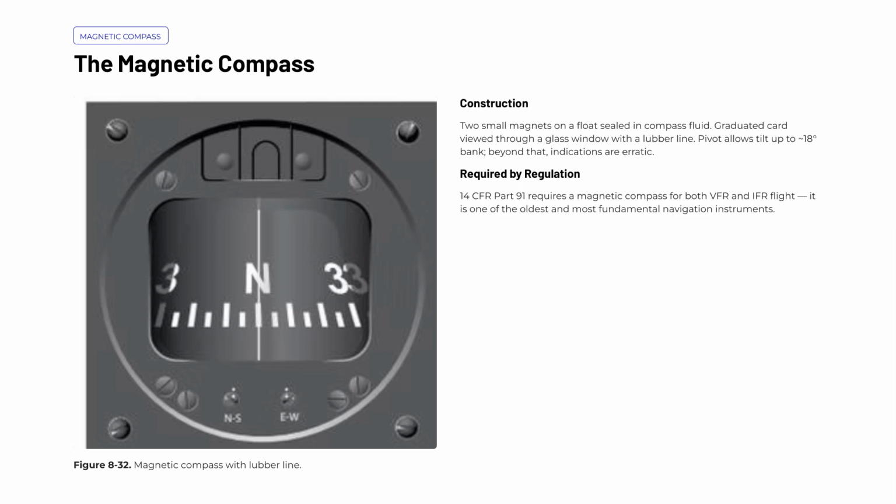Because of its simple, self-contained design with no dependence on electrical power, the magnetic compass will continue to function even during total electrical failure, which is precisely why it remains a required instrument and a cornerstone of aircraft navigation.